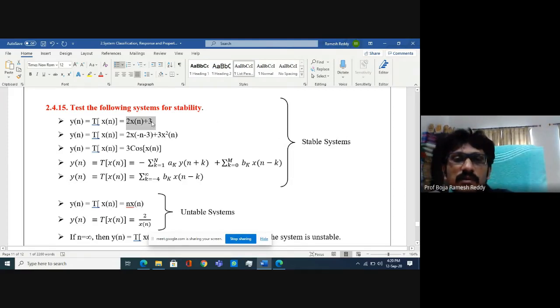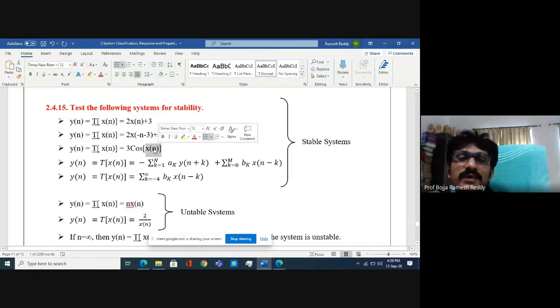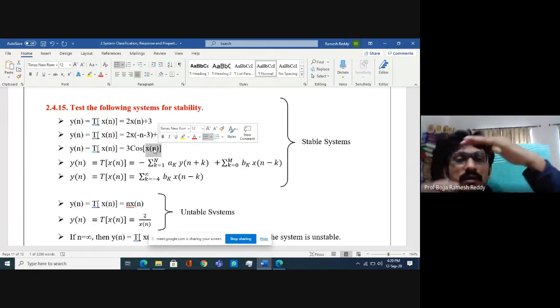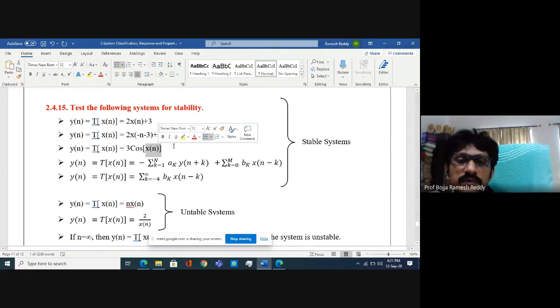Next, second example: 2x of minus n plus 3 plus 3x square n. If x of n is finite, then x square n is also finite, and x of minus n minus 3 is also finite. Therefore, the given system is stable. Next, 3 cos x of n. If x of n is finite, cos of any finite value is finite only. Cos of anything is bounded between a maximum value and a minimum value, and there is no chance to get infinite amplitude from the cos function. Therefore, this is a stable system.